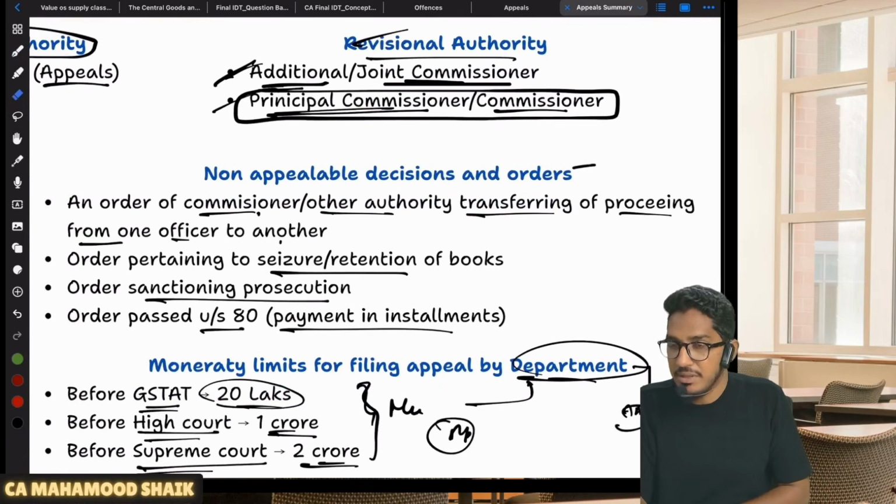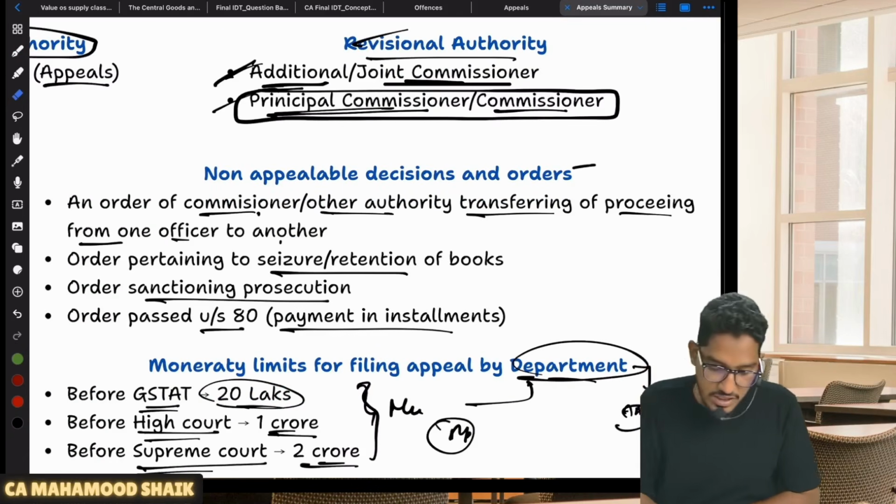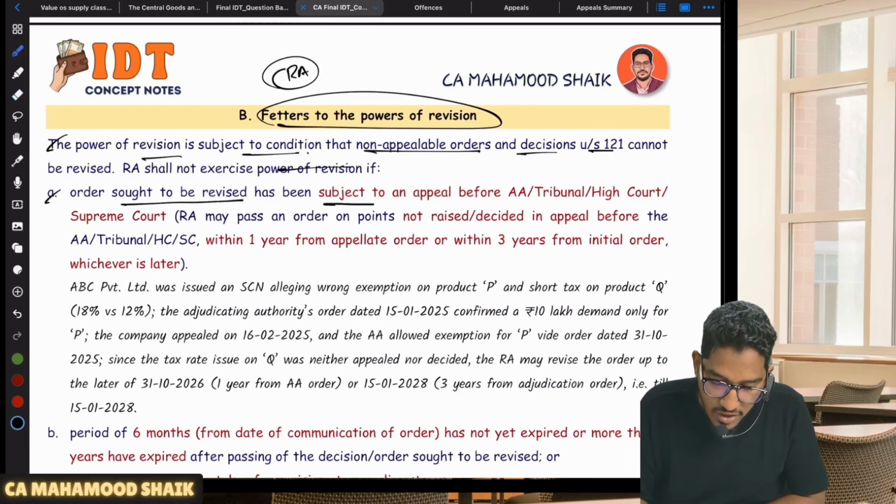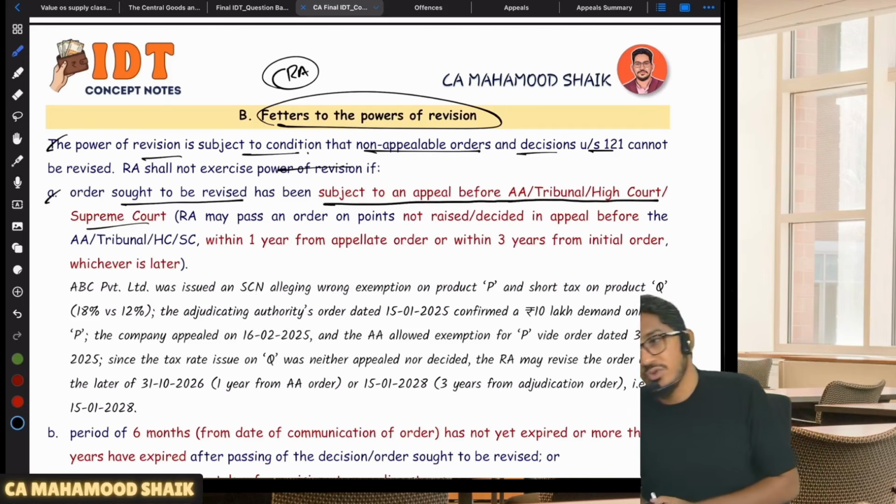If they are not appealable, they are not revisable also. So these 4 orders, they can't take it up for revision. Next, RA shall not exercise power of revision. That means the revisional authority can't do revision when the order sought to be revised has already been subjected to an appeal before AA, Tribunal, High Court, or Supreme Court.